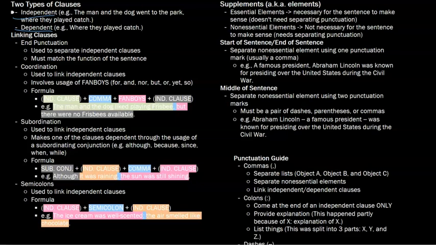So something like, the man and the dog went to the park. This part here is an independent clause. But this part here, the dependent clause, is where they played catch. If I just said where they played catch, it doesn't make sense. Just think about it in your head. You wouldn't say that, right? A dependent clause requires some independent clause to qualify it, so it makes sense. The where is now answered by to the park.